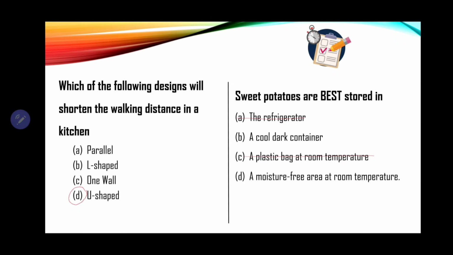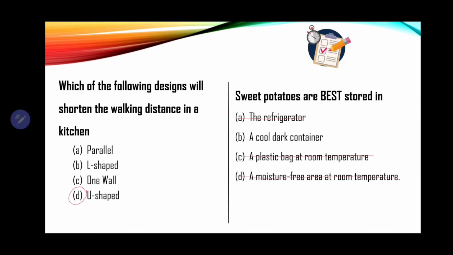Even though it's a semi-perishable food, those conditions are ideal for microorganisms to contaminate the potato, right? Now, there are two options remaining. It says a moisture-free area at room temperature and a cool dark container. Now we're going to eliminate D, and let me tell you why.